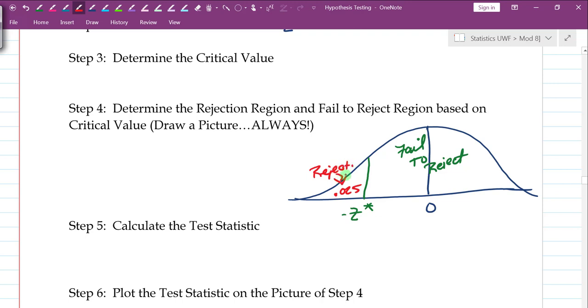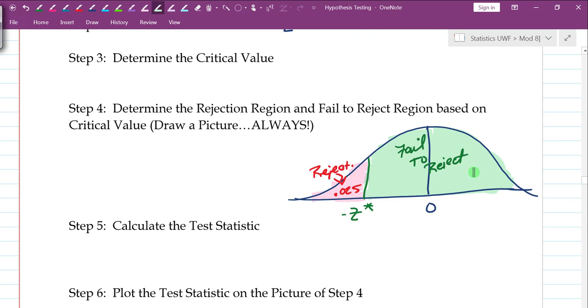And I'm going to highlight that all pink because I can reject in here if I get my test statistic in here, and over here is my fail to reject. No change can be statistically detected. Okay, so there we go.